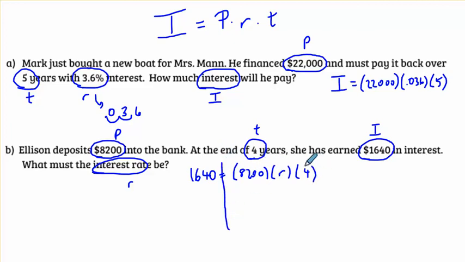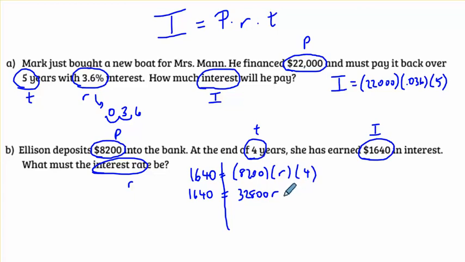And the first thing that we need to do is clean this up a little bit. We're going to simplify because we can multiply 8,200 by 4. And when we do that, we get 32,800. And then we still have our R. On the other side, we just bring down the 1,640. Okay, at this point, we're ready to solve.